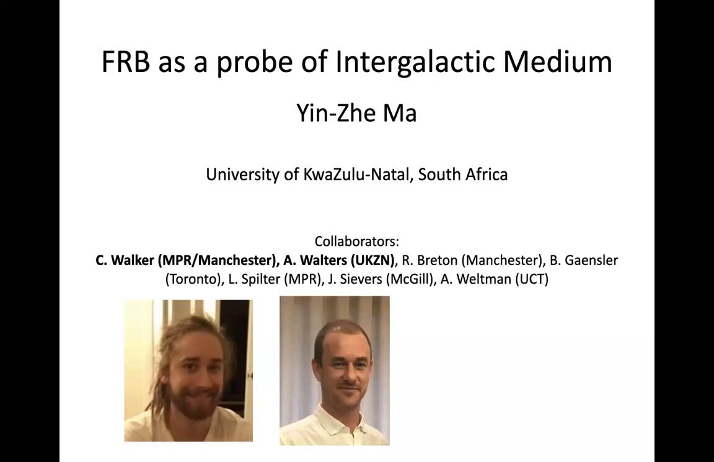This is the work that I have been collaborating on with these collaborators, as you can see with my cursor. I highlight two young researchers: Charlie Walker, who was my co-supervised student in Manchester and is now working at the Max Planck Institute for Radio Astronomy, and my ex-postdoc Anthony Waters, who has been working on forecasts, plus a few other senior people.